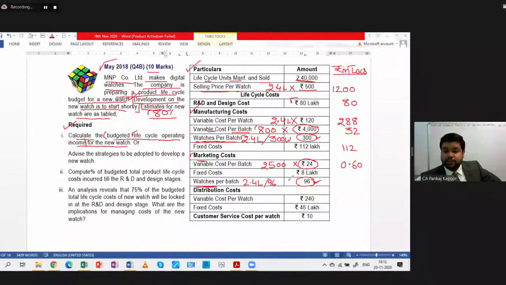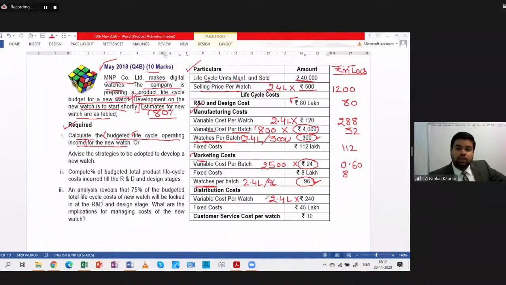Moving further, friends. Fixed cost is given to you. It is 8 lakh. We write it 8 lakh. Further, the distribution cost. Variable cost per watch is given to you, that is 240. How many number of watches we are going to manufacture, friends? 2.4 lakh. Can anyone tell me what will be my distribution cost?